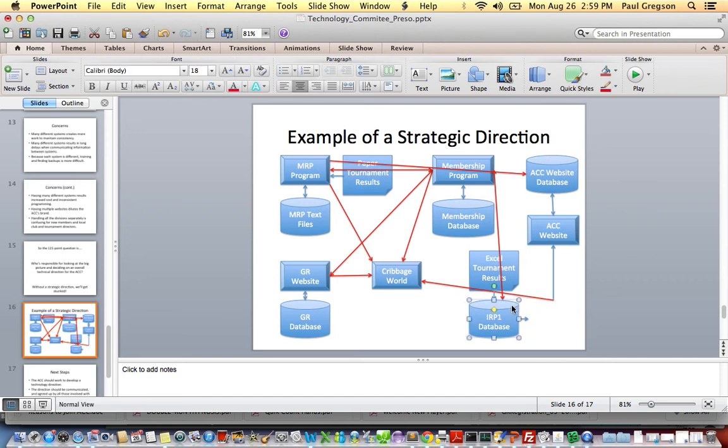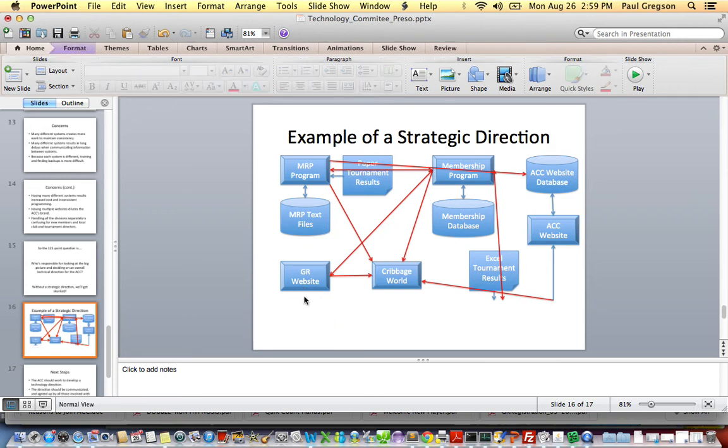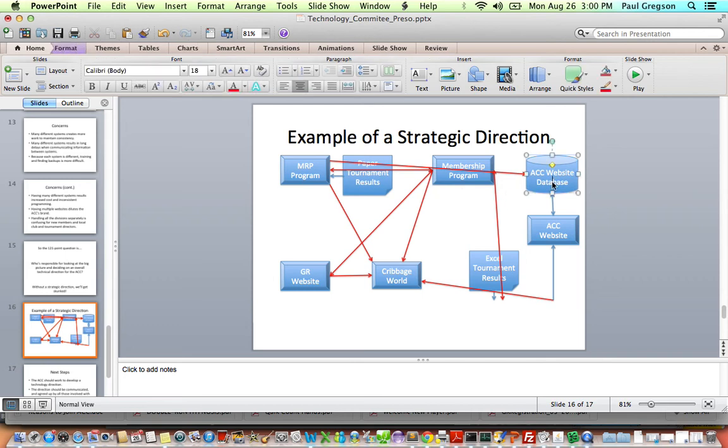this database? What if we got rid of this database? What if we got rid of this database? If we got rid of this set of text files? What if we got rid of the membership database? And what if we just had a single centralized ACC database? We'll put it down here for now.